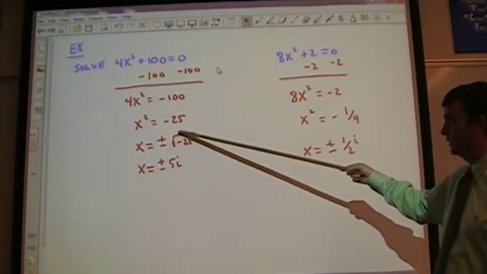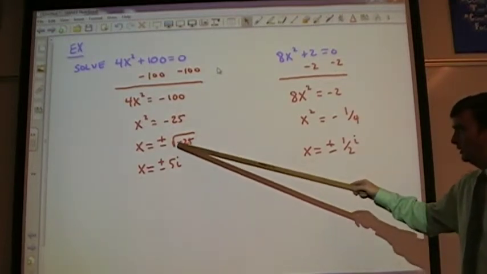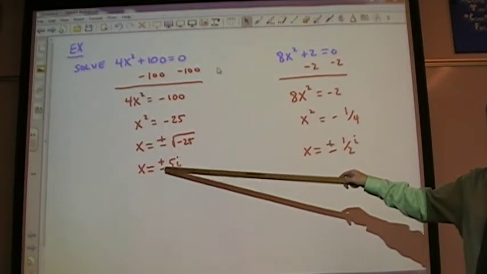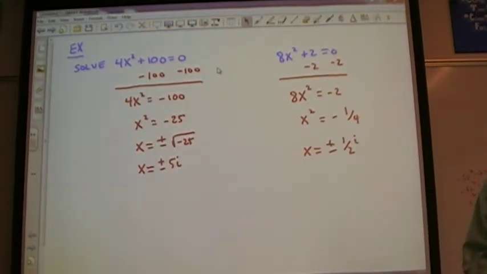Plus minus square root of -25. What's the square root of -25? 5i. Whenever you take the square root of a negative number, you end up with an i. It's always going to be plus minus when you take the square root, because whether you plug a positive in or a negative in, you get that answer when you square it.